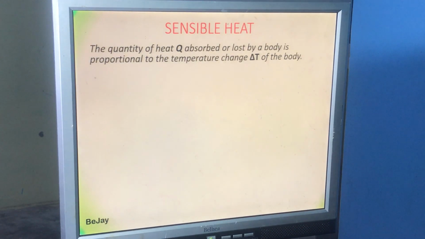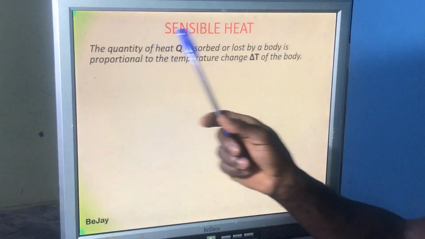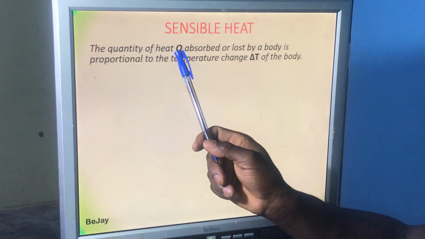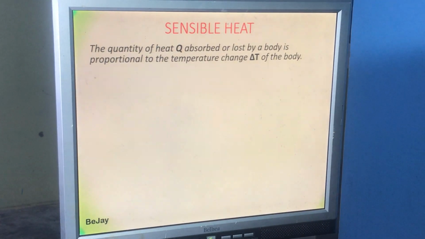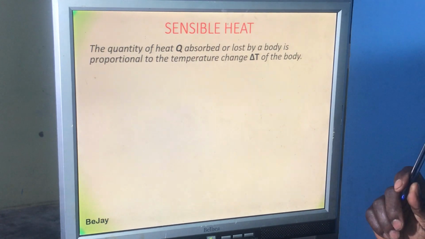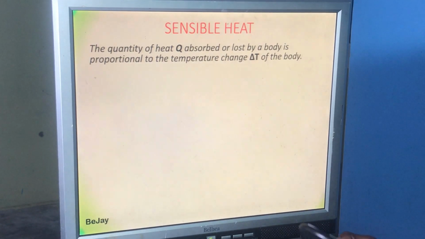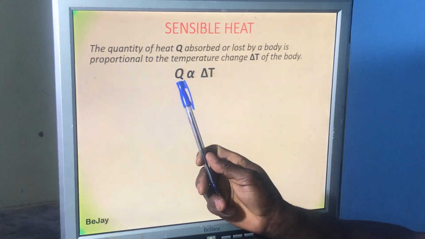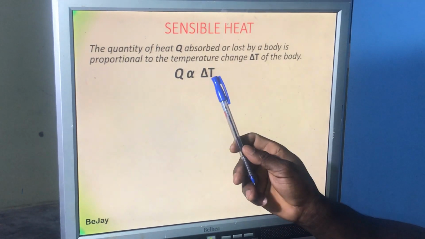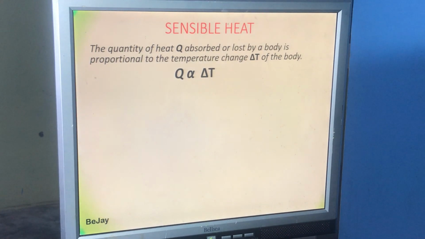So the quantity of heat absorbed or lost by a body is proportional to the temperature change of the body. So far as sensible heat is concerned, the amount of heat Q, which is absorbed or taken away from the body, is proportional to the temperature difference between the body and the surrounding, or where the body is absorbing the heat from, or where the body is losing the heat to. So from this statement, we get this. Q is proportional to delta T, where delta T is the change in temperature. Q is the amount of heat absorbed or lost.